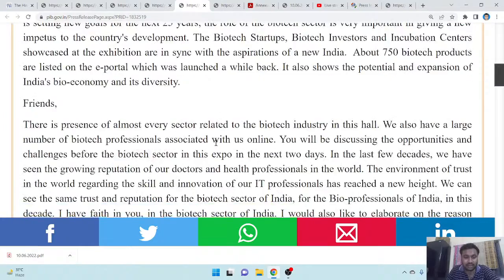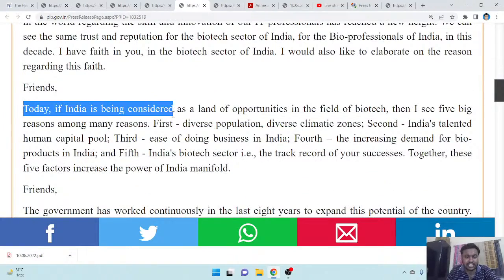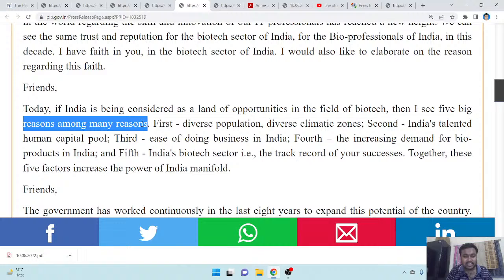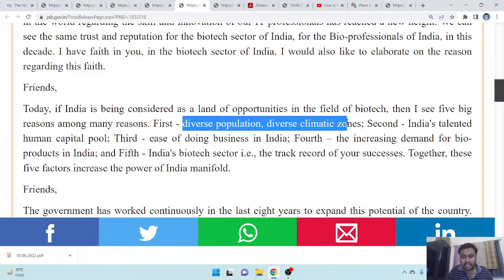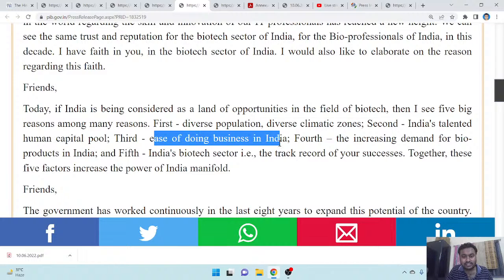Another important thing our Prime Minister has said is that today India is being considered a land of opportunity in the field of biotech, and I see 5 big reasons among many. First is diverse population and diverse climatic zones. Second is India's talented human capital pool. Third is ease of doing business in India. Fourth is the increasing demand for bioproducts in India. And fifth is India's biotech sector, that is, the track record of your success. Together, these 5 factors increase the power of India manifold.